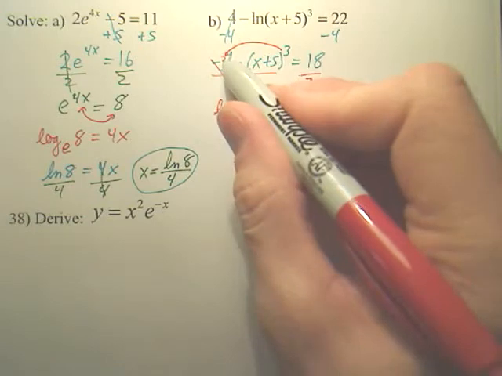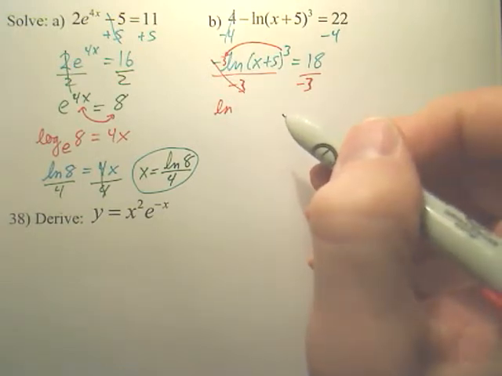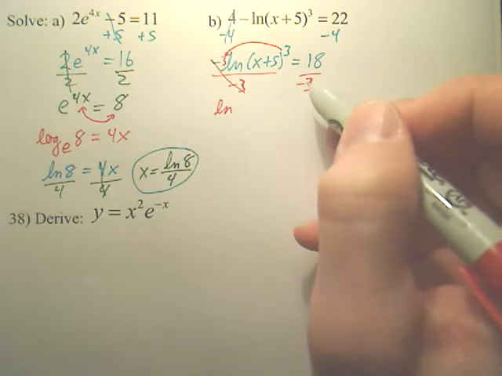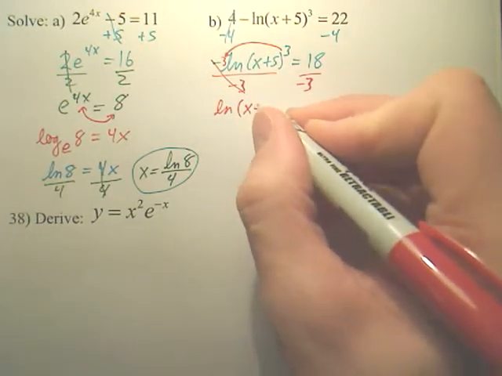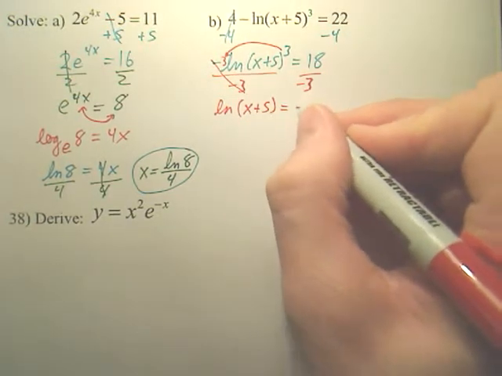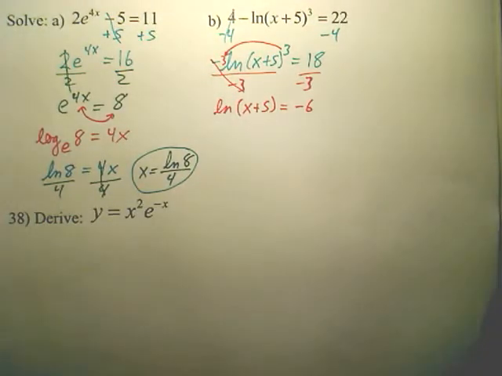I took the 3, put it out front. Then I divide by negative 3. A lot better to do that. I'm glad I noticed that. So you have ln of x plus 5 equals negative 6. That kept us from an extra step.